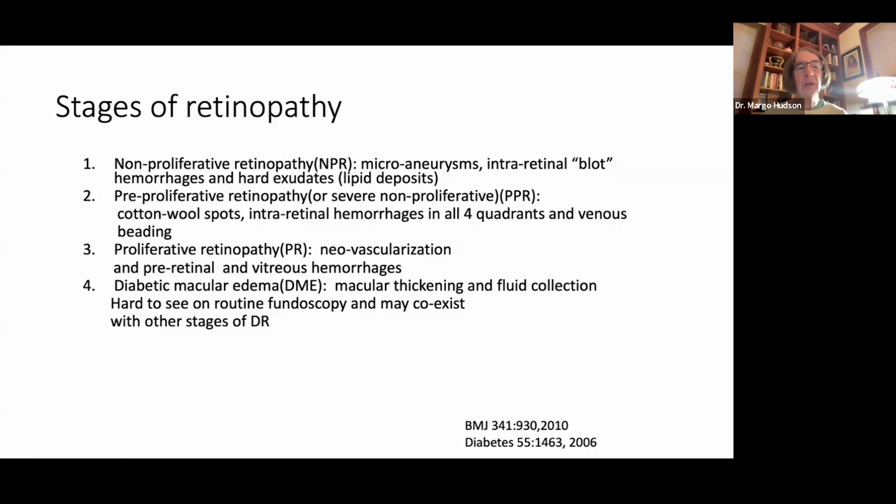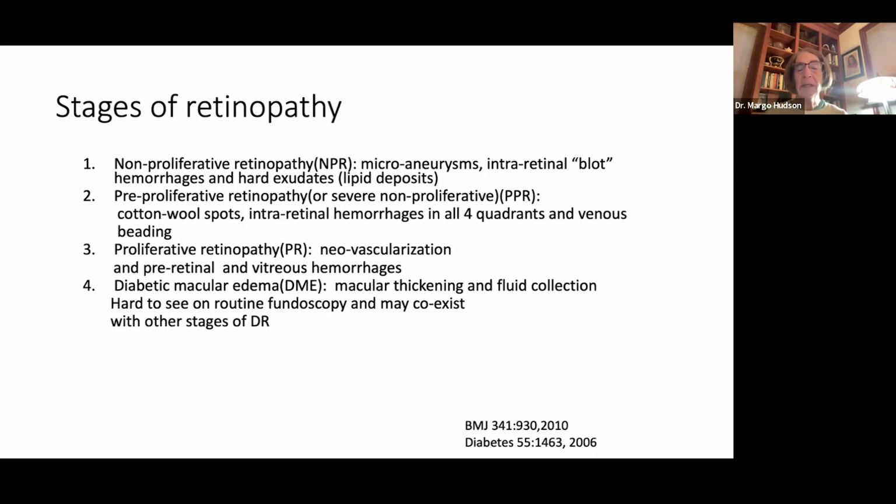There are well-categorized stages of retinopathy. Stage 1 is called non-proliferative retinopathy, characterized by microaneurysms, intraretinal blot hemorrhages, and hard exudates. Pre-proliferative is the next stage, also called severe non-proliferative retinopathy. In this stage, patients have visible cotton wool spots, intraretinal hemorrhages in all 4 quadrants, and venous beading. And stage 3, there's proliferative retinopathy, where there is neovascularization and preretinal and vitreous hemorrhages.